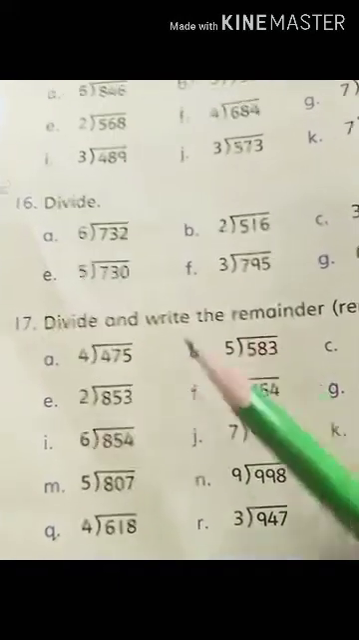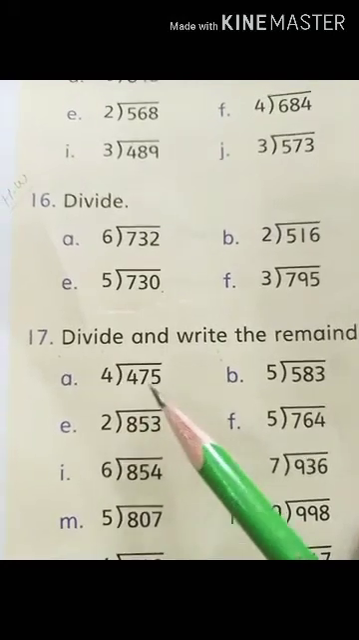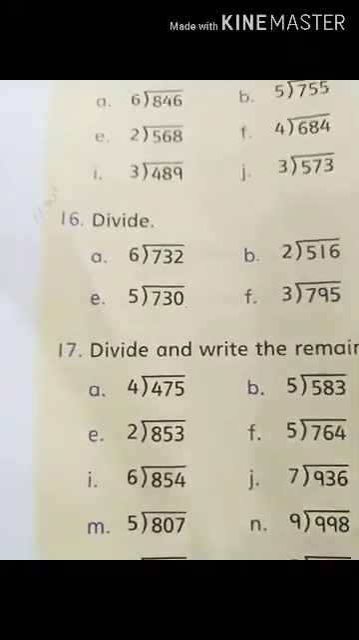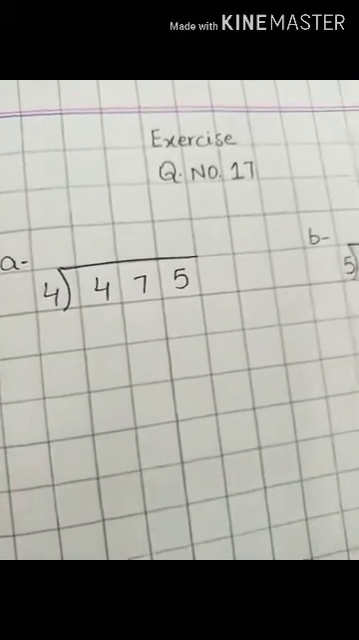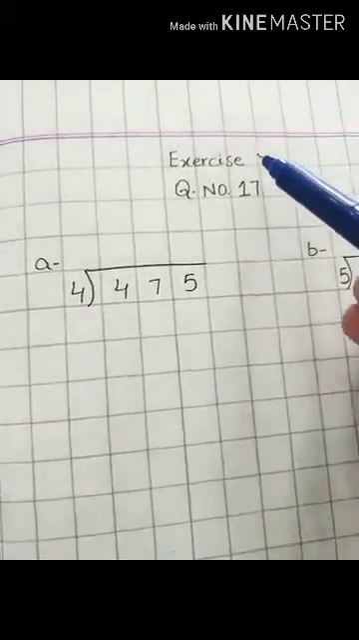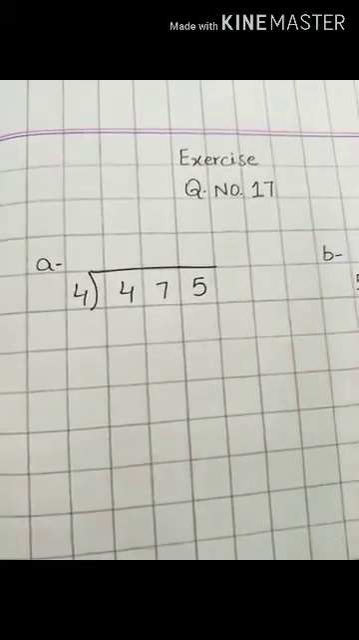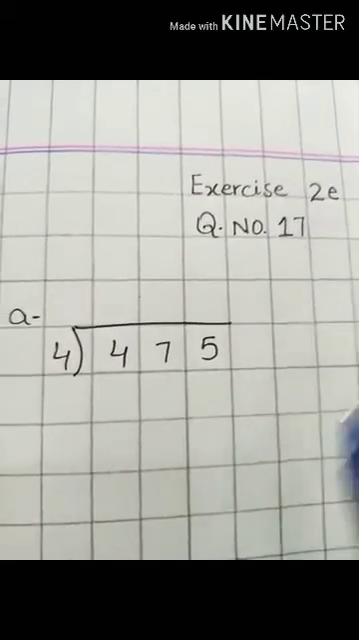Okay students, let's start with our first part A, in which 475 is being divided by the number 4. Let's solve it. Students, you are going to copy these questions in your neat notebook. Here I have written the exercise first and then question number 17. Students, our exercise is 2E and question number 17. Here is the first part A.